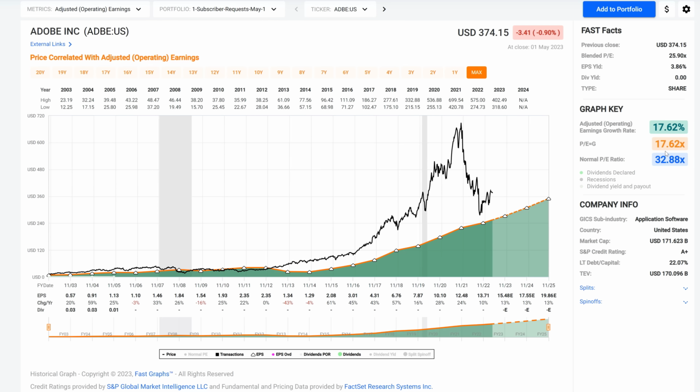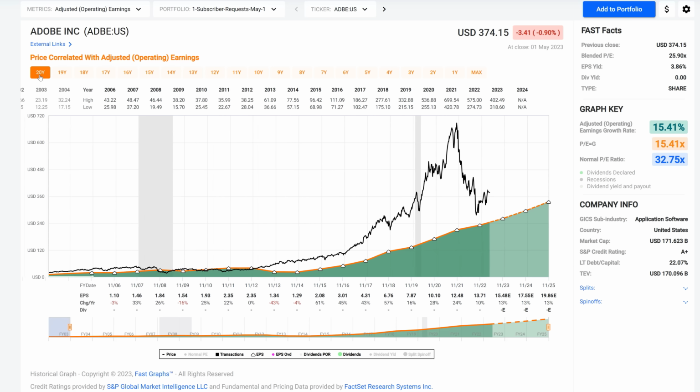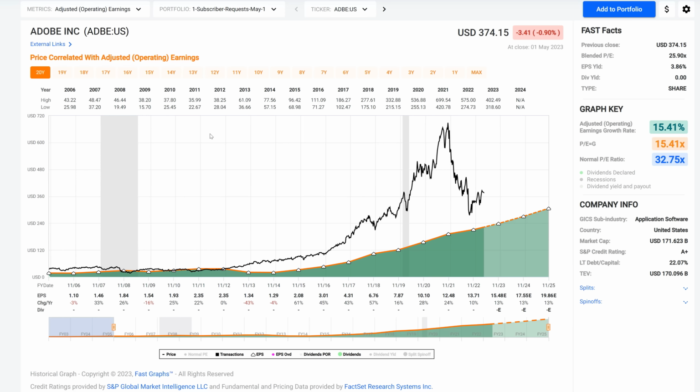which gives me a PE fair value using the P equals growth rate formula of 17.62. If I drop that by a year, now I've only got a 15% growth rate, which means my growth has slowed down a little bit, and I'm only using a PE ratio of 15.41. These are valuation reference lines. They allow you to evaluate how the market should be valuing the stock relative to how it is.